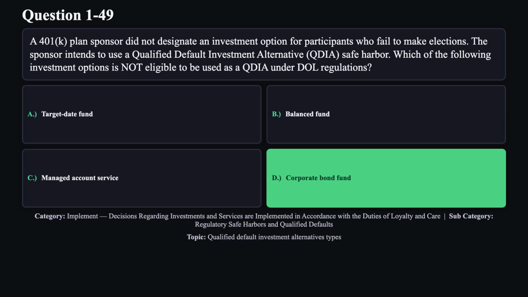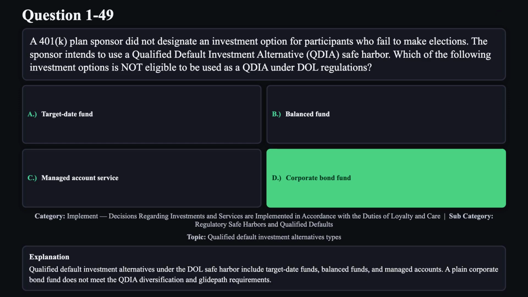The correct answer is D. Qualified default investment alternatives under the DOL safe harbor include target date funds, balanced funds, and managed accounts. A plain corporate bond fund does not meet the QDIA diversification and glide path requirements.